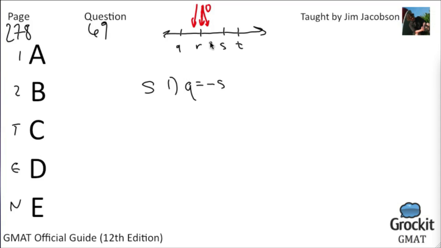So this just tells us that Q and S, or Q plus S equals 0. They're opposites of each other. They are mirrored around 0, and R is between them.